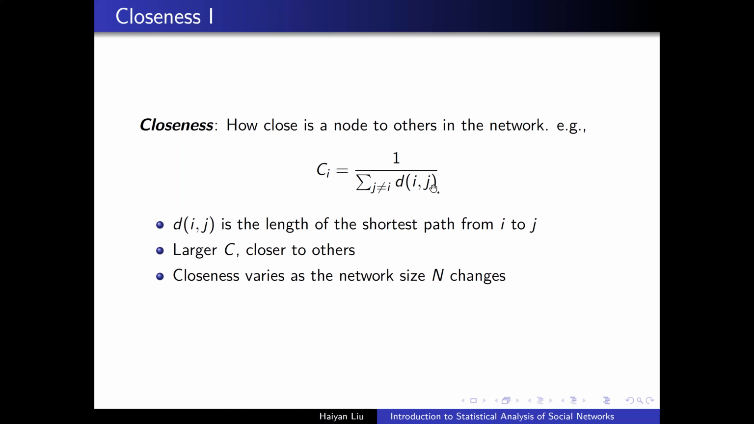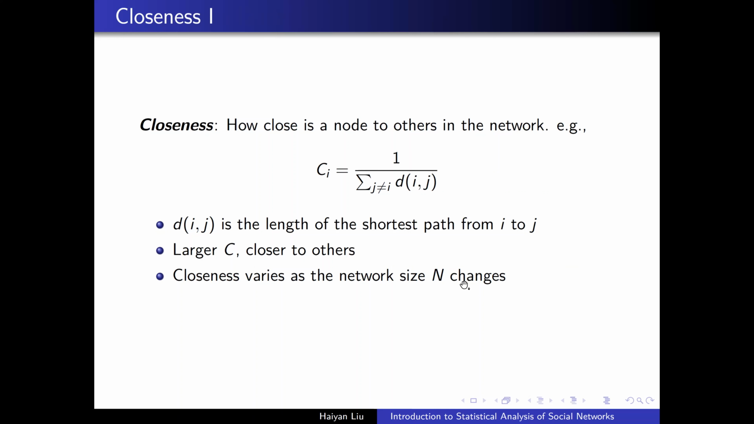Now think about the denominator, which is the sum of all the shortest paths. The smaller it is, the closer actor I is to the others in the network. Therefore, when we take the reciprocal, the larger the value, the closer actor I is to the others. So if a student has a large closeness index defined in this way, it means that the student is closer to the others in the network. Here it is needed to emphasize that the closeness index is not invariant.